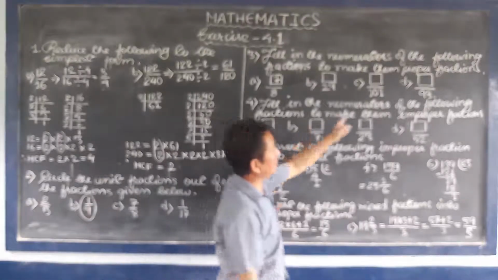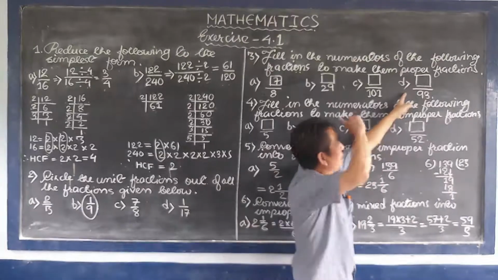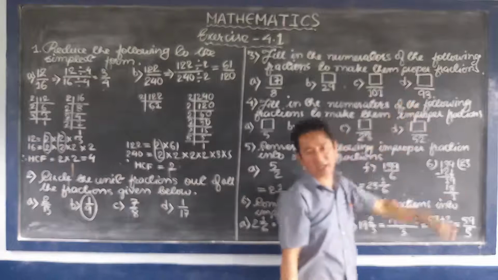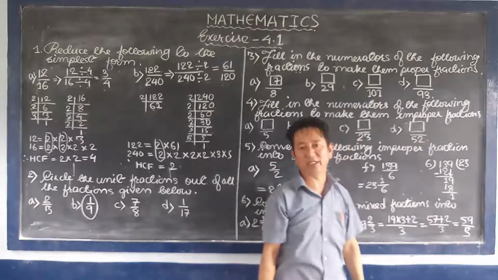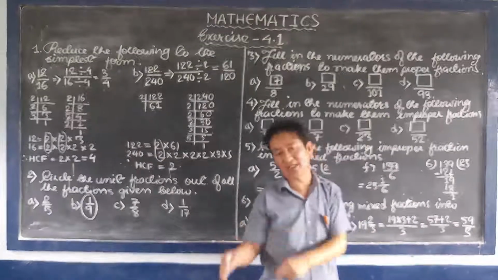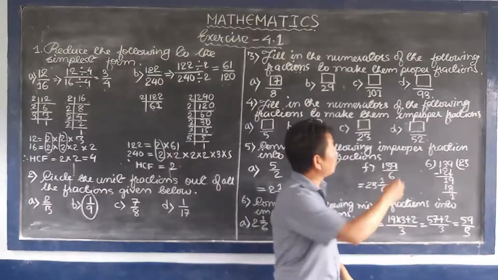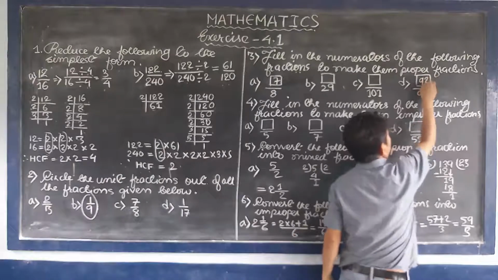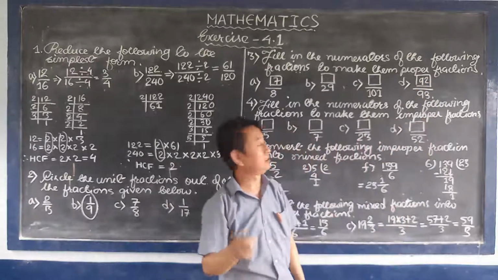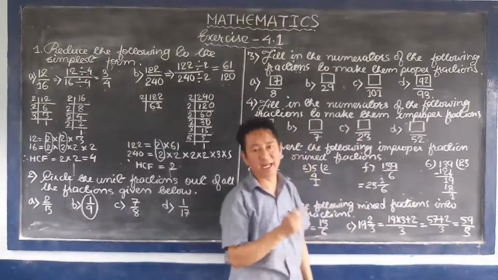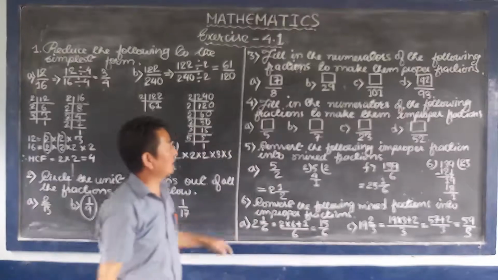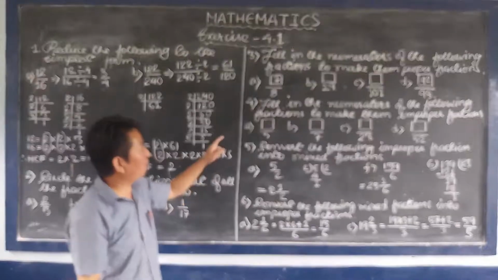Next question here, D I'll do here, but you have to do yourself. 93. Denominator is 93. What are the numbers less than 93? So 92 backwards. So I'll write here 92. 92, 91, 90, 89, etc.